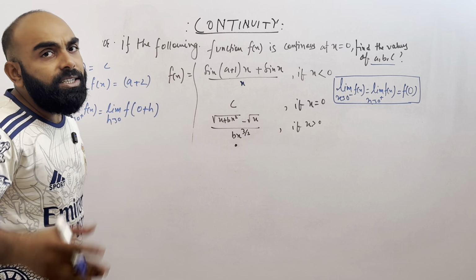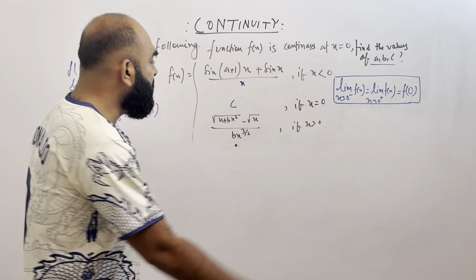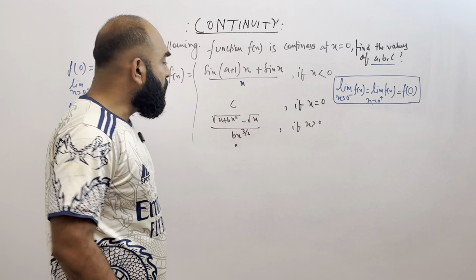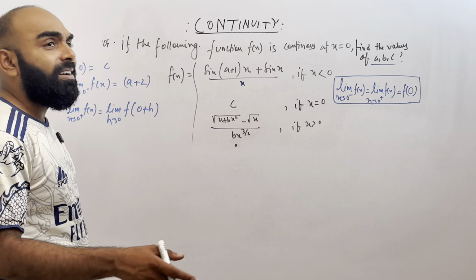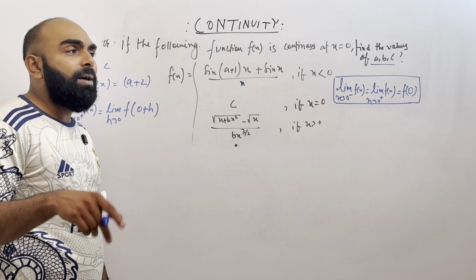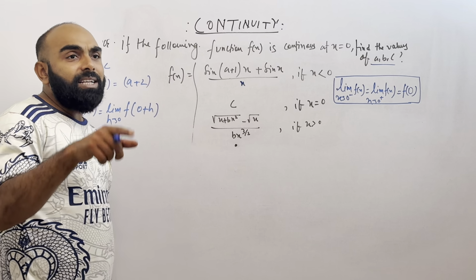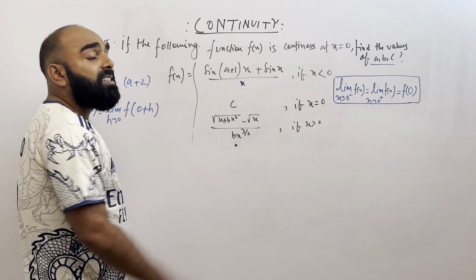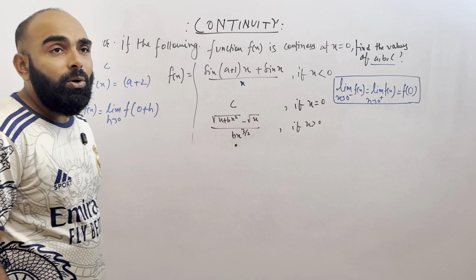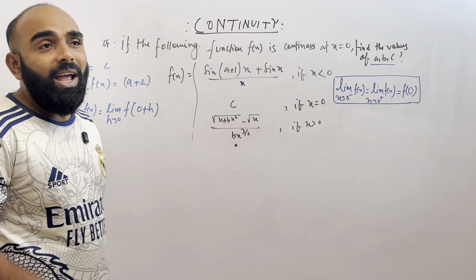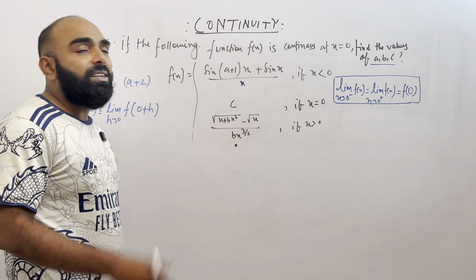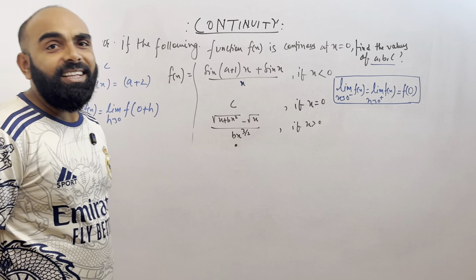For x greater than 0, which function is defined? Sir, this function is defined: root of x plus bx square minus root x, divided by b into x to the power 3 by 2. So this function is defined when x is greater than 0.